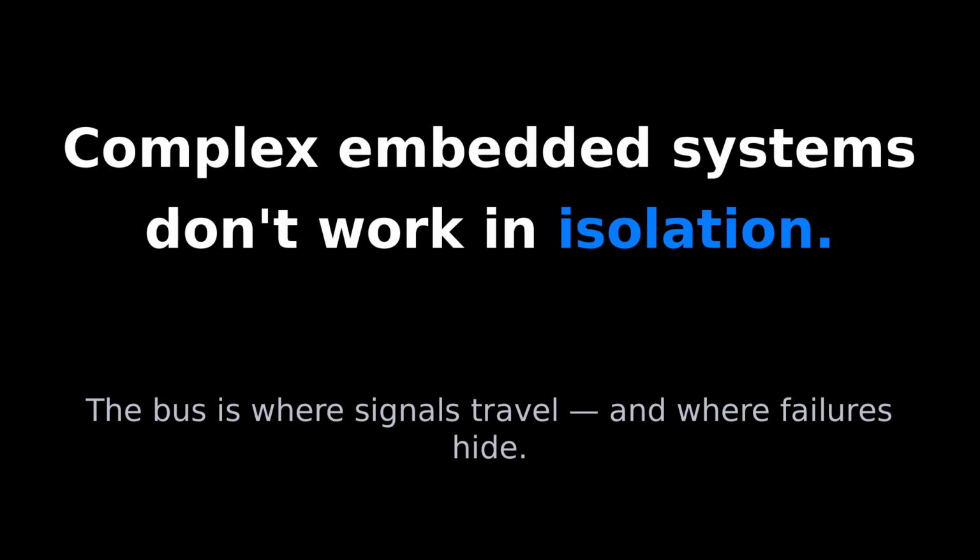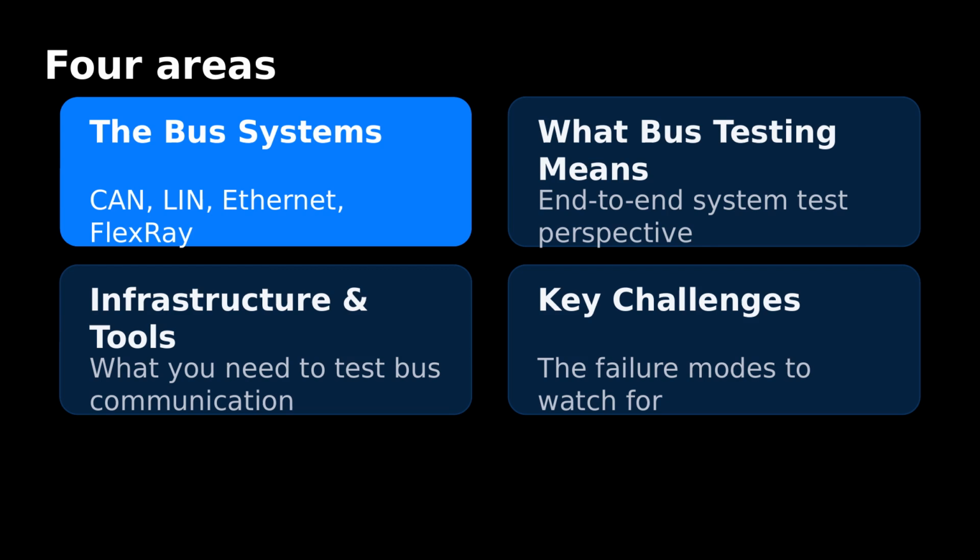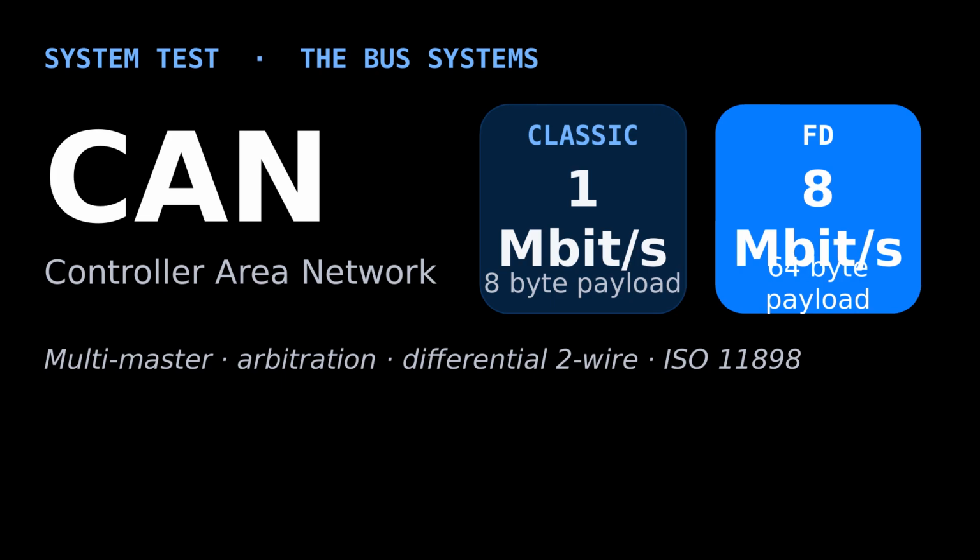Complex embedded systems consist of many components that work together. ECUs, sensors, controllers, and actuators are all connected, and they usually communicate over bus systems. As a system tester, you need to know some basic knowledge about bus systems. The buses are where signals travel, where timing lives, and where a surprising number of defects can happen.